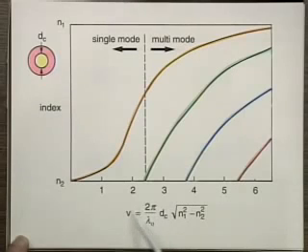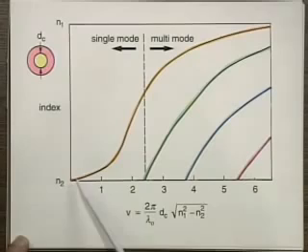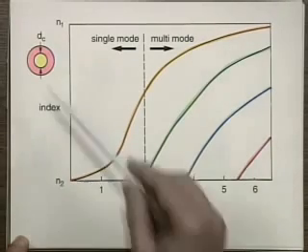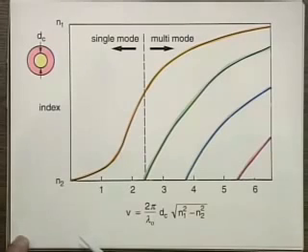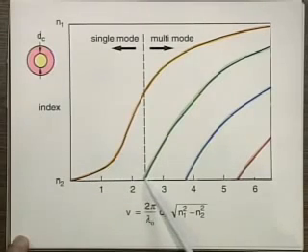Now, it turns out when this V number has a certain value, let's say 2.4 or so, if it's that value or less, then you only get single mode propagation. All the other modes have too much loss, and they don't propagate. So a single mode fiber is one where the V parameter, which means the size of the core, the wavelength, and the difference in the indices, gives you a V parameter smaller than 2.4, and that's single mode.